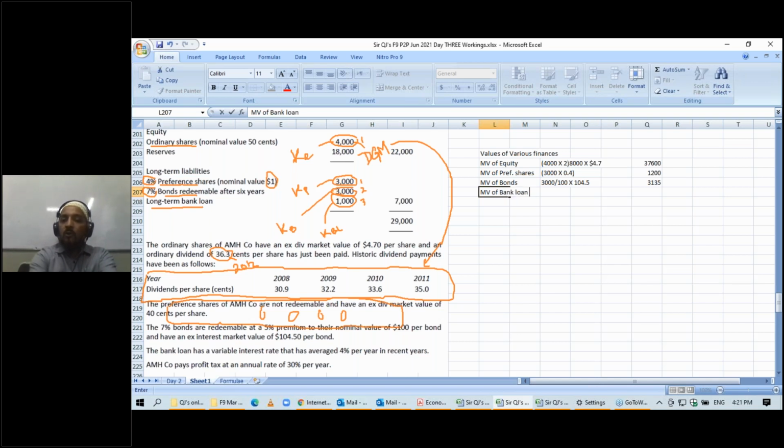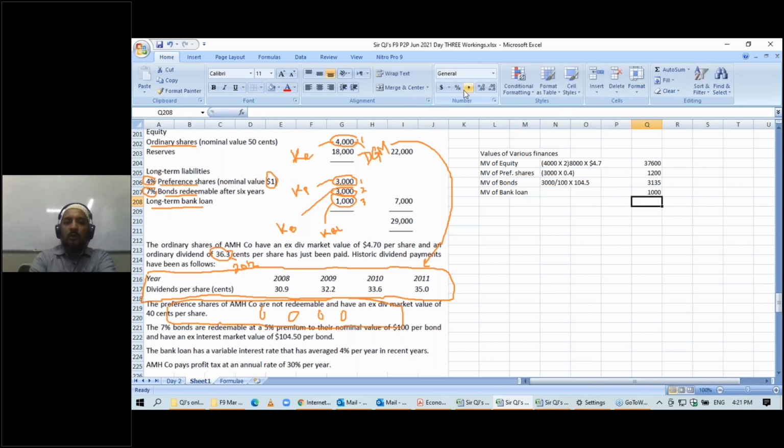And then the market value of bank loans, the fourth item. Now a bank loan is not traded on the market. It is known as a term loan. It is not a marketable security. So you won't have a separate market value of the bank loan. The market value will be equal to the face value of the bank loan. So it remains at 1000.